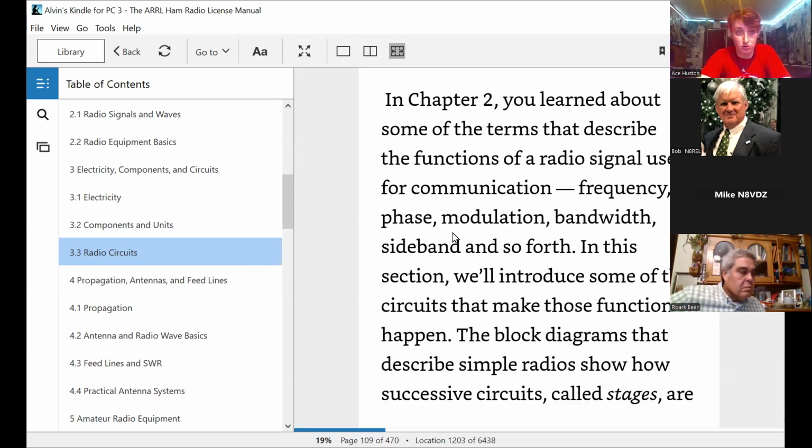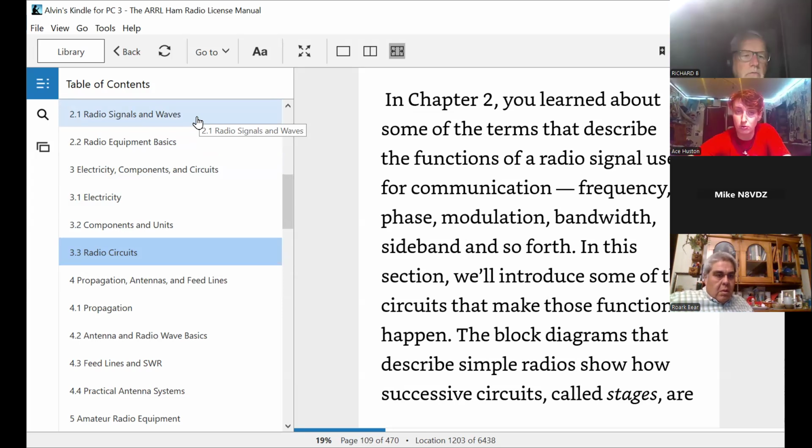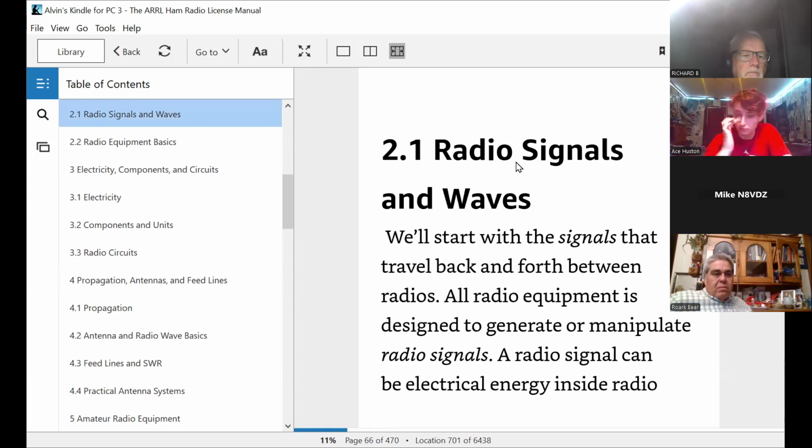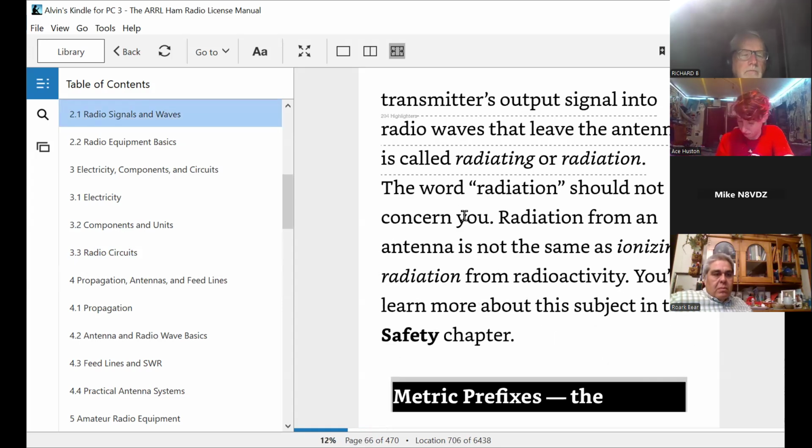And circuits. All right, they talked about frequency, phase modulation, bandwidth, sideband. Do we need a little review of that? Anybody? It wouldn't hurt to just do a quick review. Okay. All right.